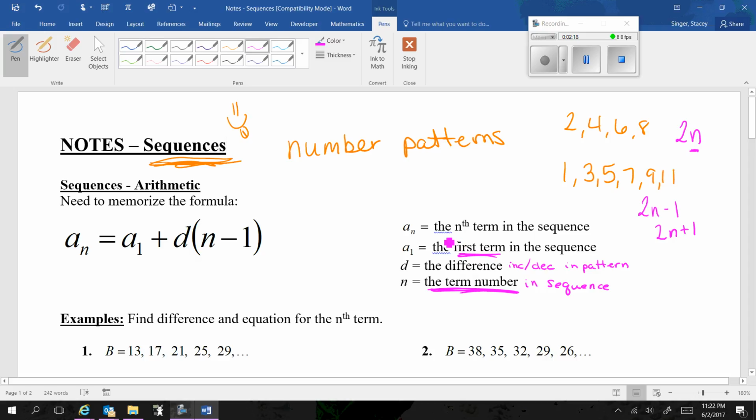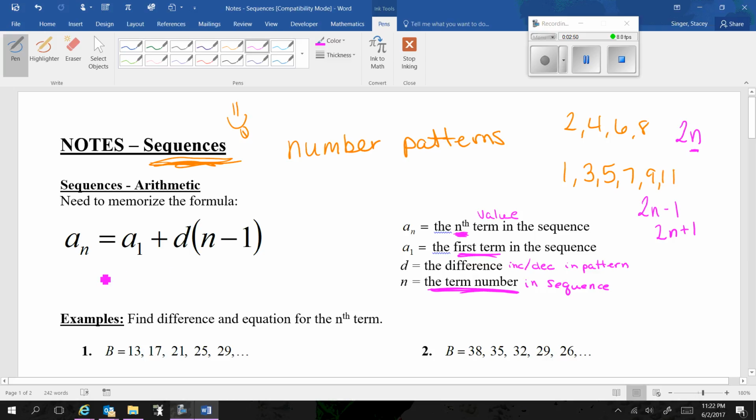A sub n is the nth term in the sequence, and that means it's a value. Whatever the nth term is, it's referring to a specific term, we just don't know what the nth term is. Usually the nth term is given to us. It's said, I want to know the 5th term in the sequence, or I want to know the 7th term in the sequence. So that's what the nth term means.